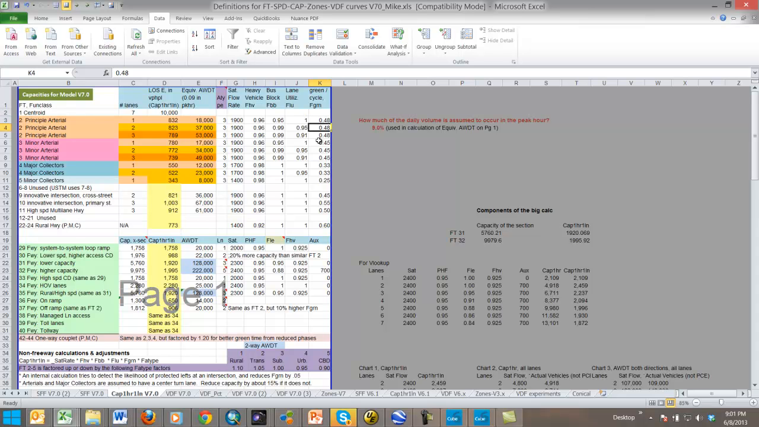And it's not larger than that. You'd think it would be more than 50% since it's a principal arterial. And it is more than 50% of the green time, but it's not 50% of the cycle time because of the yellow and red phases. So this is green divided by cycle. So 48% of the entire cycle is dedicated to the green movement for the principal arterial direction. So that's what that is.